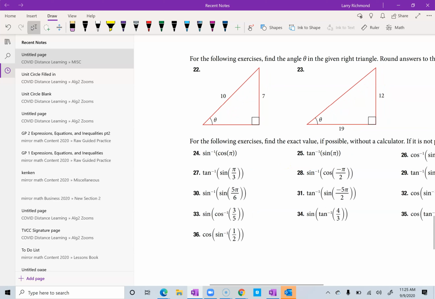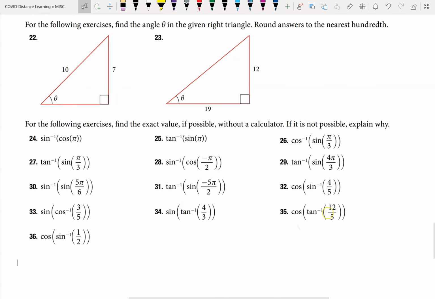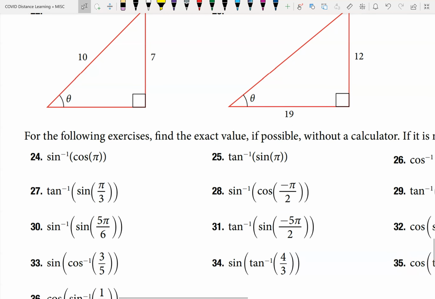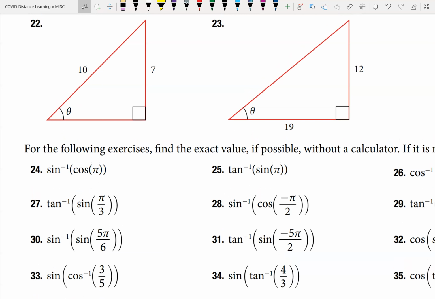All right, 22 and 23, I can almost guarantee you a problem on the test like this. It says, for the following exercises, find the angle theta in the given right triangle. Round your answers to the nearest hundredth. These are both situations where the angle is unknown. Rashad, looking at number 22, if I'm standing on angle theta, theta is just a generic variable for an angle. Could be x, could be smiley face, could be whatever.